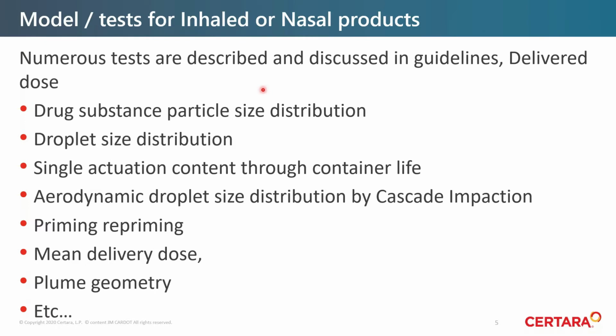So you have a lot of tests for nasal and inhaled products. Among all those tests, you have, of course, the delivered dose. But you have also the drug substance particle size distribution, the droplet size distribution, the single actuation content through the container life, the aerodynamic droplet size distribution by cascade impactor, the priming and repriming, the mean delivered dose, the plume geometry, and so on. You can see that when I want to show the equivalence between two products, I may have to use more than one metric. But the problem also later on is how to analyze all those data.